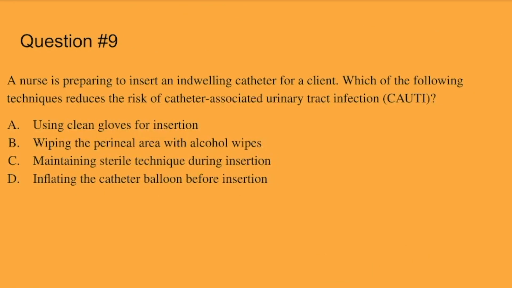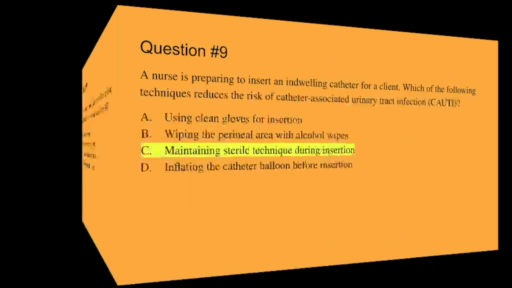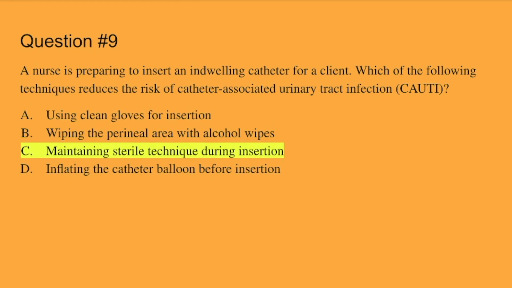Question 9. A nurse is preparing to insert an indwelling catheter for a client. Which of the following techniques reduces the risk of catheter-associated urinary tract infections, or CAUTIs? The correct answer here is C, maintaining sterile technique during insertion. But let's go over the other answer choices.